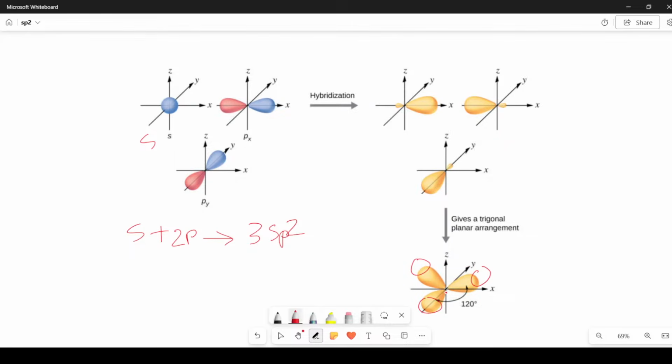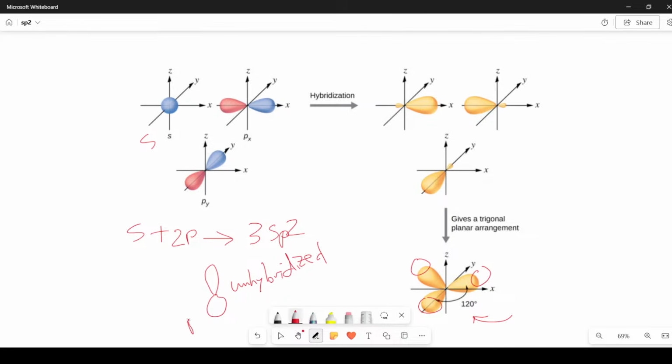If it is in a carbon, that's what you see: 3 sp2 hybridized orbitals. The bond angle is 120 degrees. So these are the 3 hybrid orbitals, and in an atom, these hybrid orbitals are oriented in a planar arrangement at 120 degrees. Remember here, it's not shown, but one p orbital remains unhybridized when it comes to carbon.